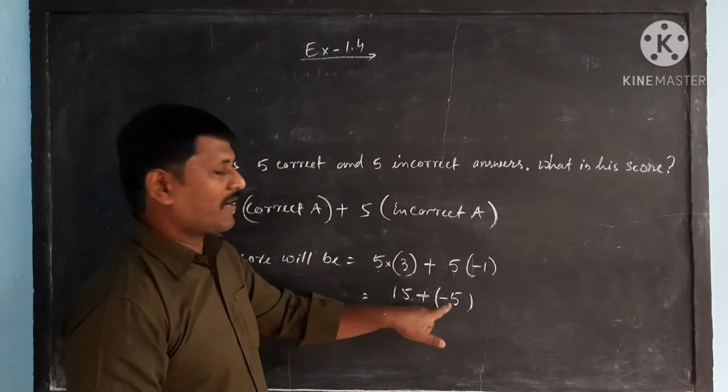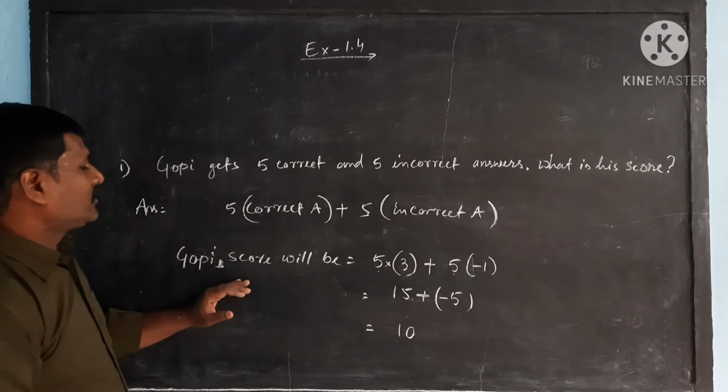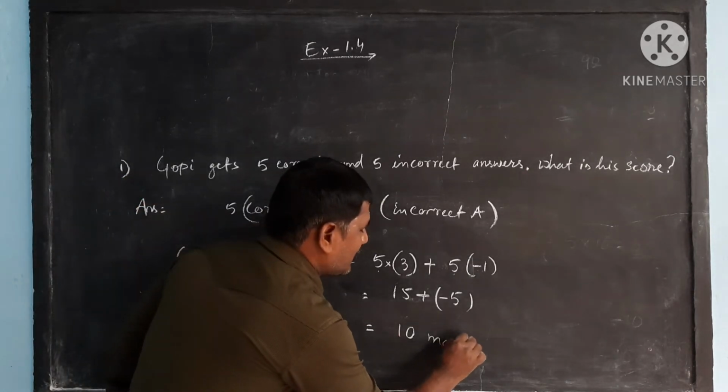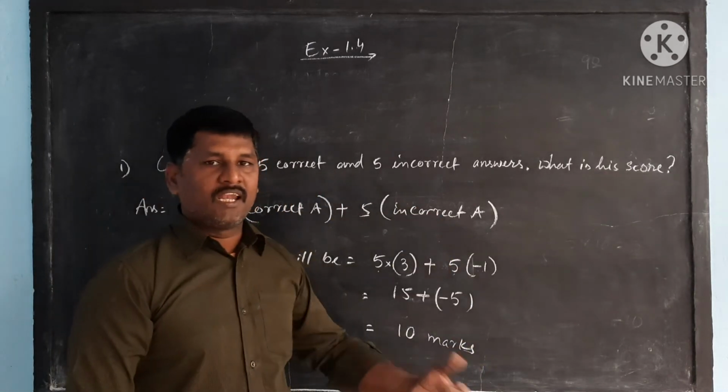So 15 here minus 5. Then the answer you get is 10. So Gopi's score will be 10 marks, 10 marks when he has 5 correct answers and 5 incorrect answers. Let us see the second one.